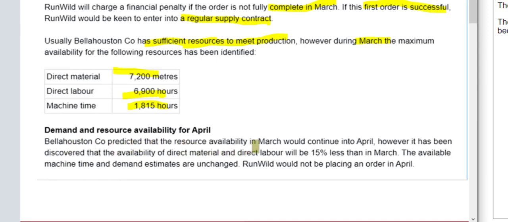So Bellahouston has predicted that the resource availability in March will continue into April, okay? But it's going to be 15% less than in March for the materials and the labour. So materials and labour is going to be 15% less. Machine time will stay the same, and so will the demand estimates. Runwild will not be placing an order in April. Okay, so we have to do the constraints and define the variables.